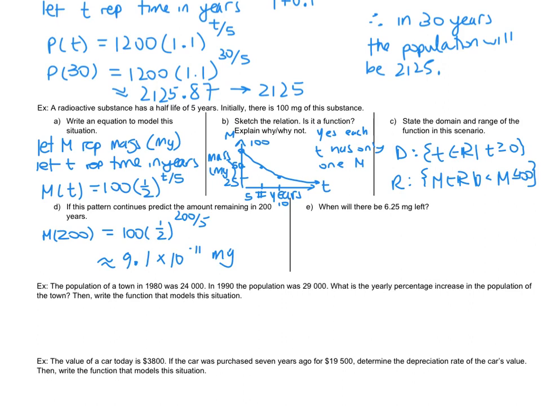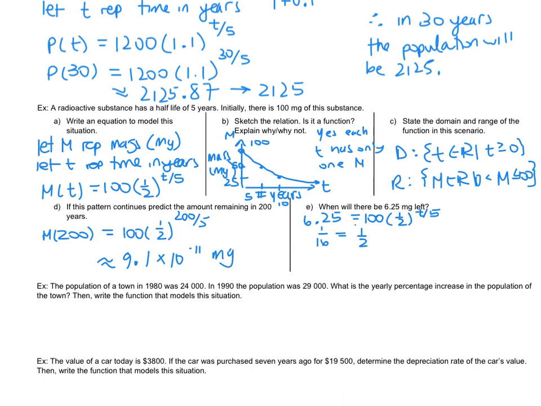Okay, for E, when will there be 6.25 milligrams left? So we're going to set our mass equal to 6.25. And when you divide both sides by 100, you're going to get hopefully a familiar number that you know what it is as a fraction. If you know what it is as a fraction, that's wonderful. So you get 0.0625, and maybe you know that that's 1 over 16. If you don't, it's okay.